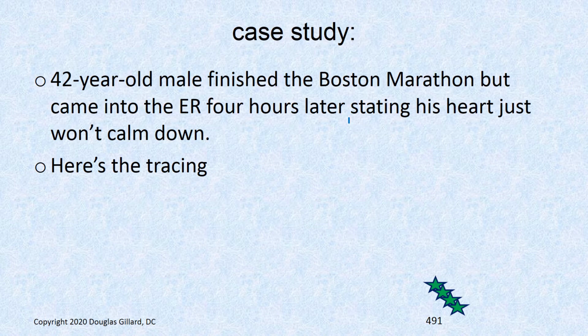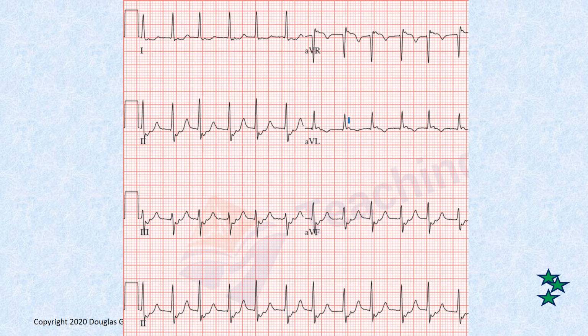Another one. Oh wow, we're doing a lot of cases today. 42-year-old comes in, finishes the Boston Marathon, but had to go into the ER 4 hours later because his heart wouldn't calm down. Here's the tracing from the ER.